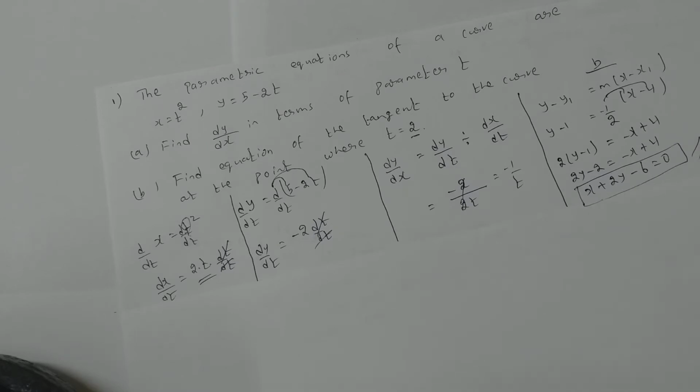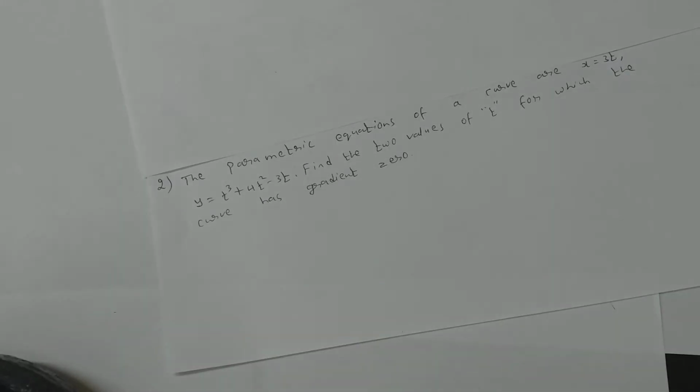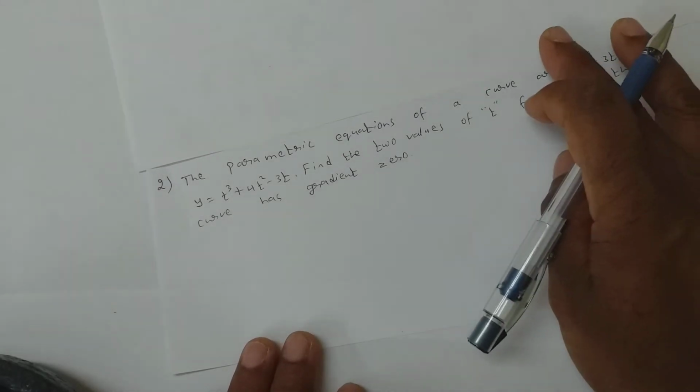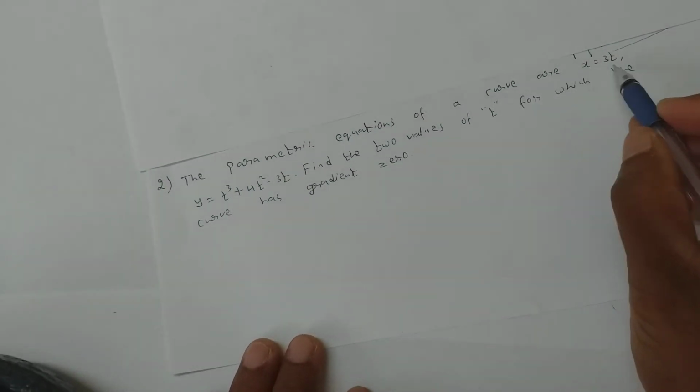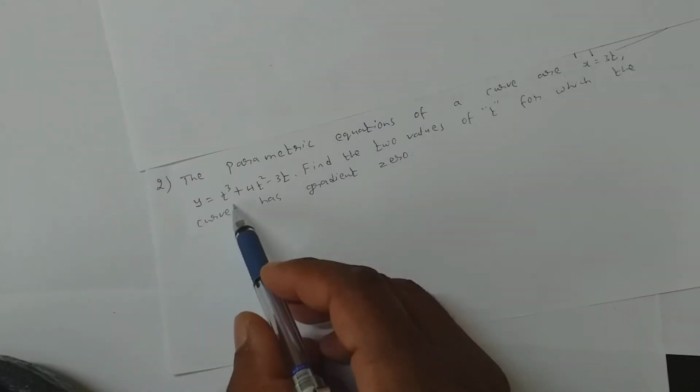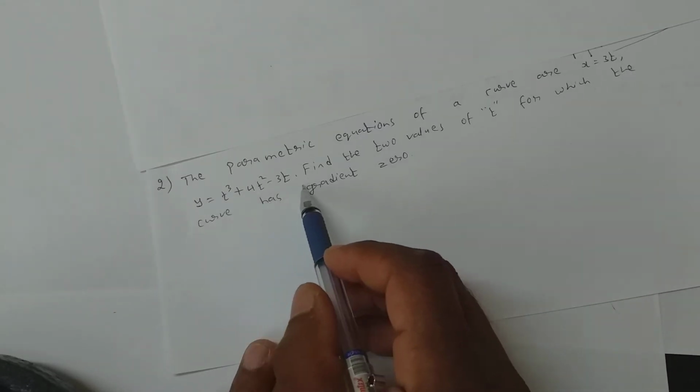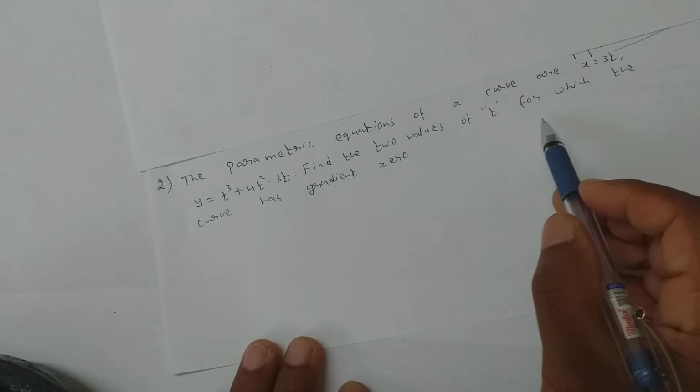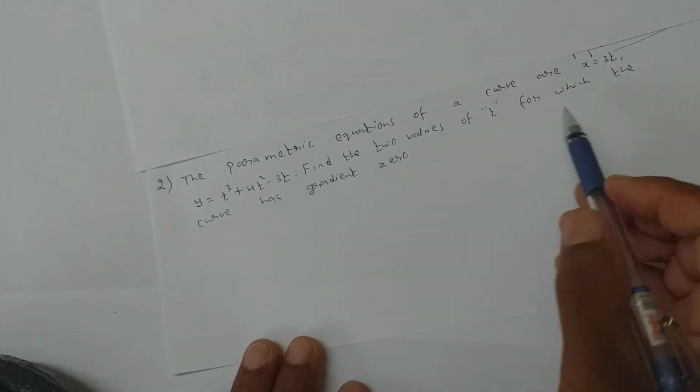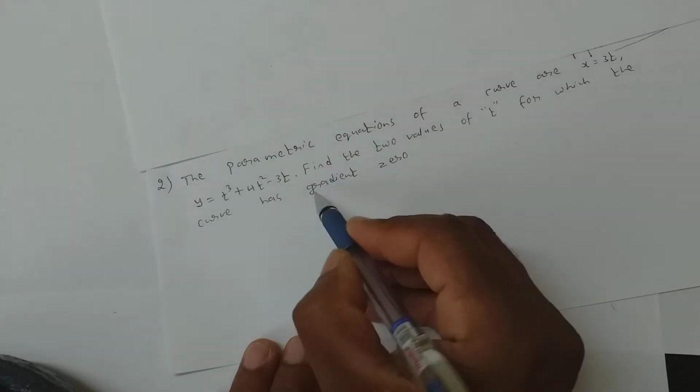Am I clear with the sum? Okay. Now look at the second sum. The parametric equations of a curve are x equal to 3t and y equal to t cube plus 4t square minus 3t. Find the two values of t for which the curve has gradient 0.